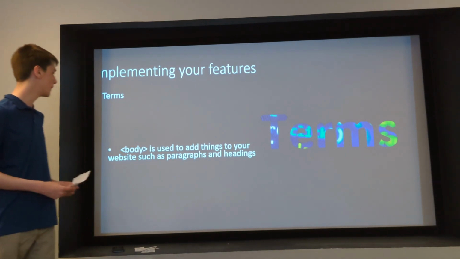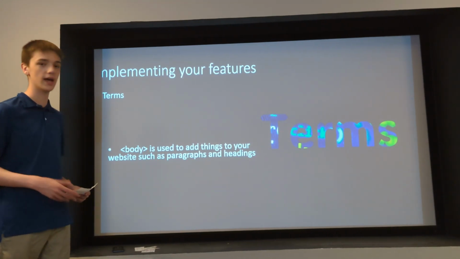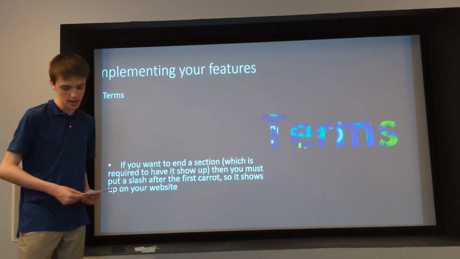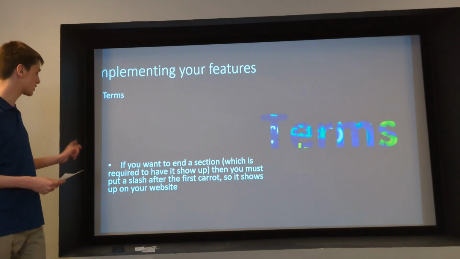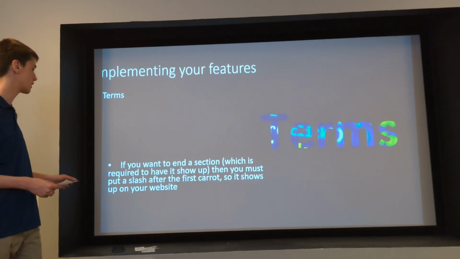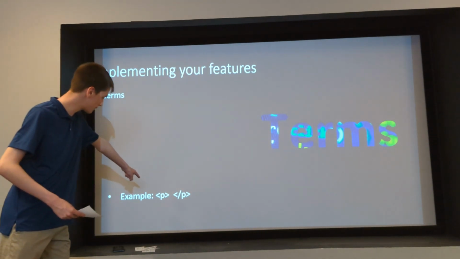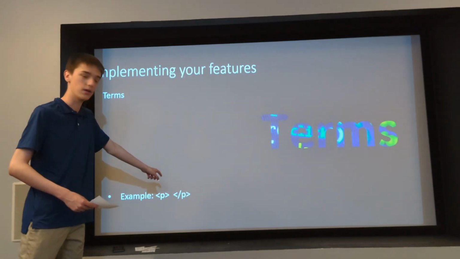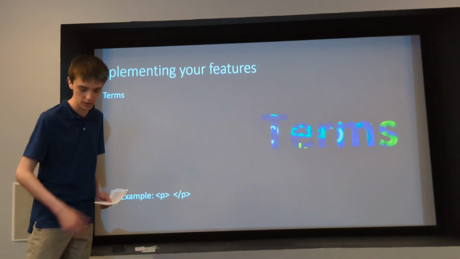And then by implementing body, you can add things to your website, such as paragraphs and headings and things like that. If you want to end a section, which is required to have it show up in the first place, then you must put a slash after the first caret. An example of that is the paragraph symbol, and then you have the little slash after the first caret, and you put all of your text in between so it actually shows up on your website.